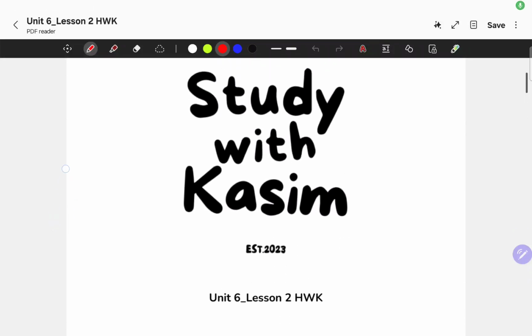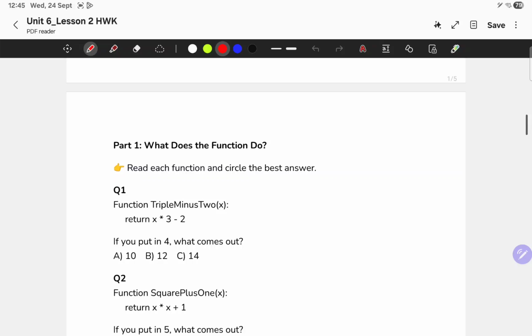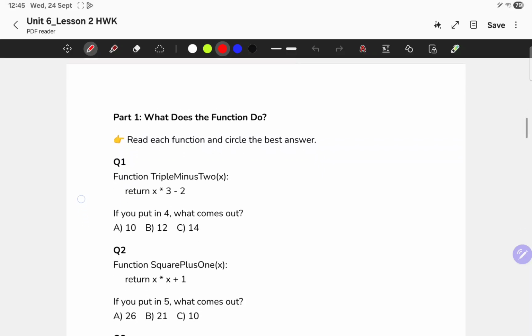Hey, so this is Unit 6, Lesson 2, homework. This will be a continuation, meaning we are going to start where we left off from last week's homework and work on some functions, which are actually quite easy. They can get very difficult, but these ones are not too difficult. So let's take a look.